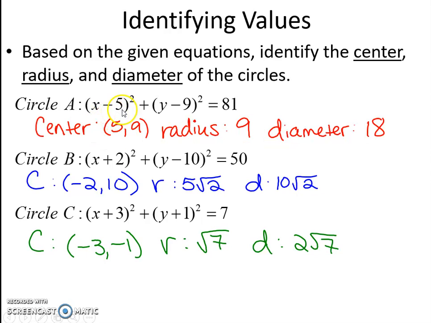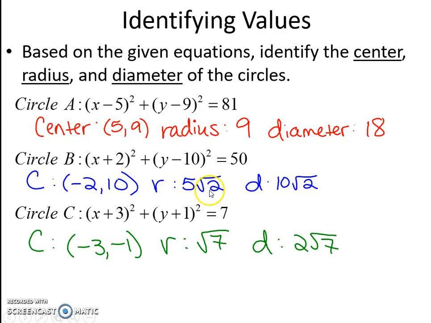Radius is half of diameter, so if you want to get diameter, you just double it. So this 5 and 9 is the center. Now this minus is coming from the formula. So look at circle B. If I give you this circle equation, what is the center? Negative 2, because the minus is in the formula, so negative becomes positive. So this number needs to be negative. This number is positive 10.